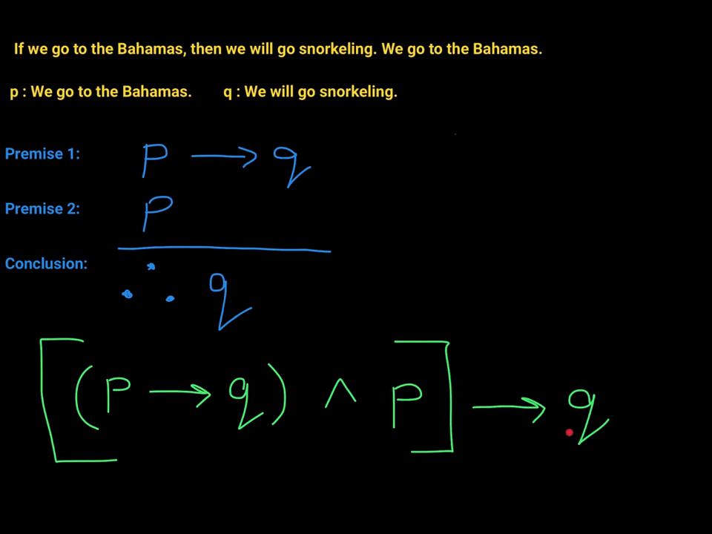We will go snorkeling. One more time. If we go to the Bahamas, then we go snorkeling. And we go to the Bahamas. Then, or therefore, we will go snorkeling. Let's create a truth table really quickly for this argument. And what I would like to show is that this argument is true. The answer column is true. Now, the answer column is going to be underneath this symbol. All right, so let's do it.